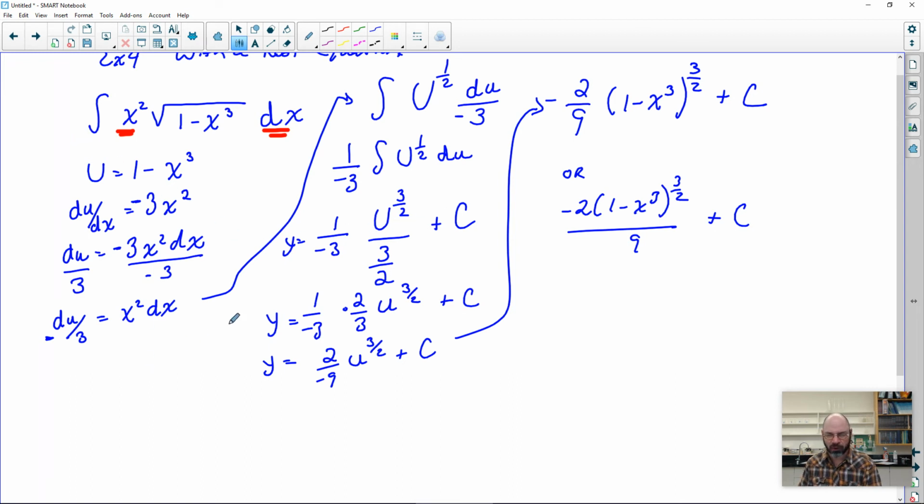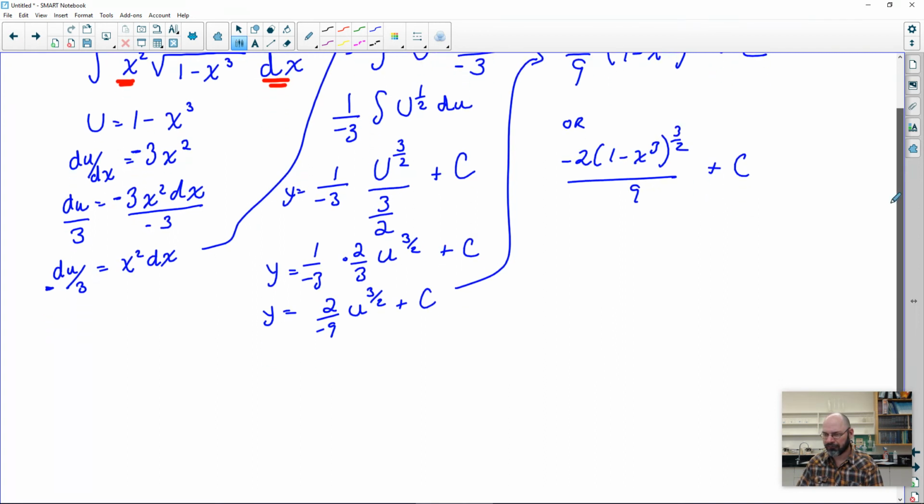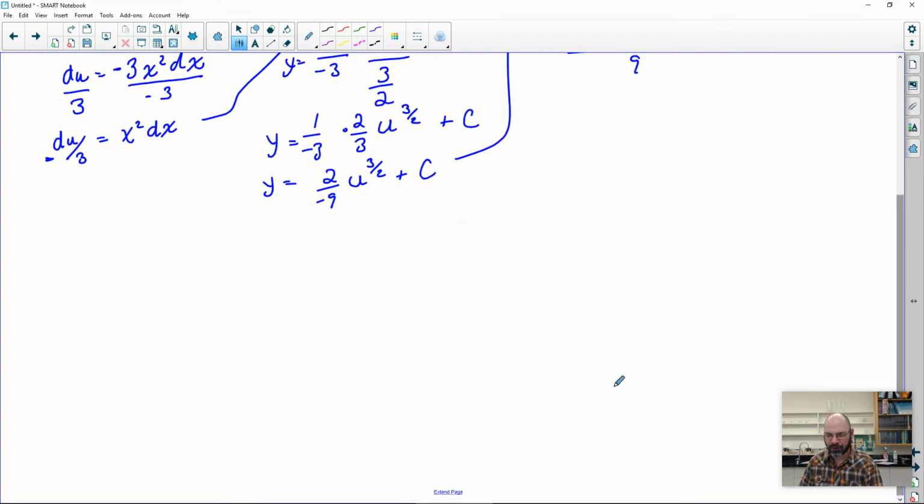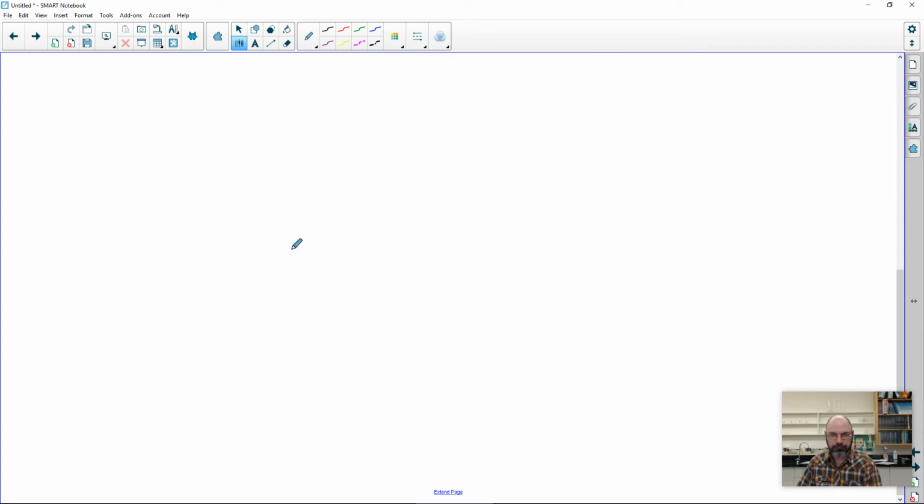So let's do one more in the case where we have something negative on the bottom of a fraction. This is our last example for today. Let's say we're going to end up with a negative exponent.